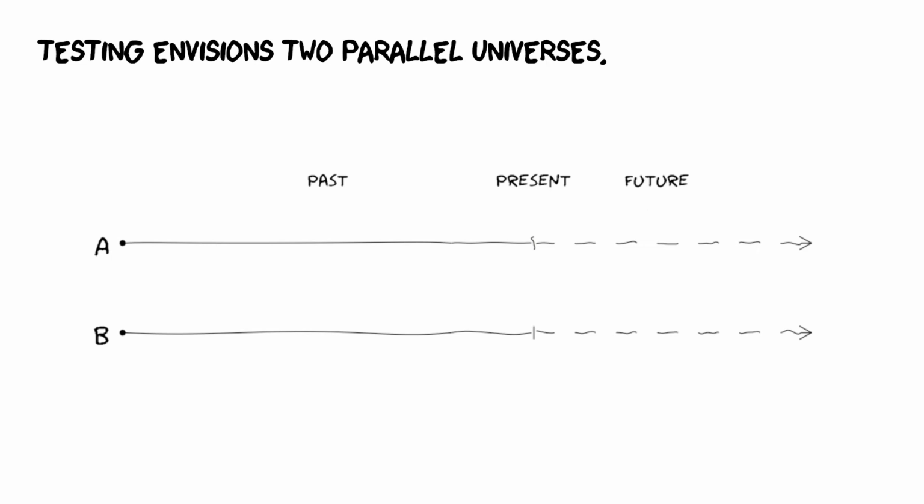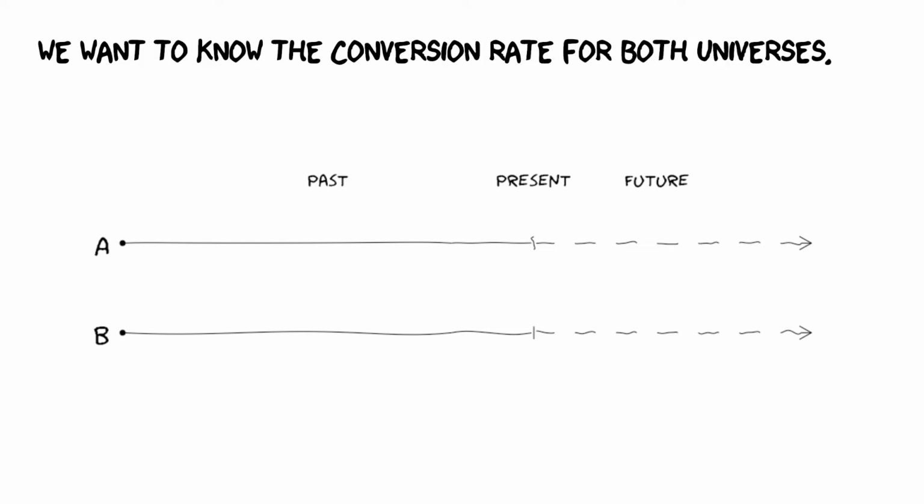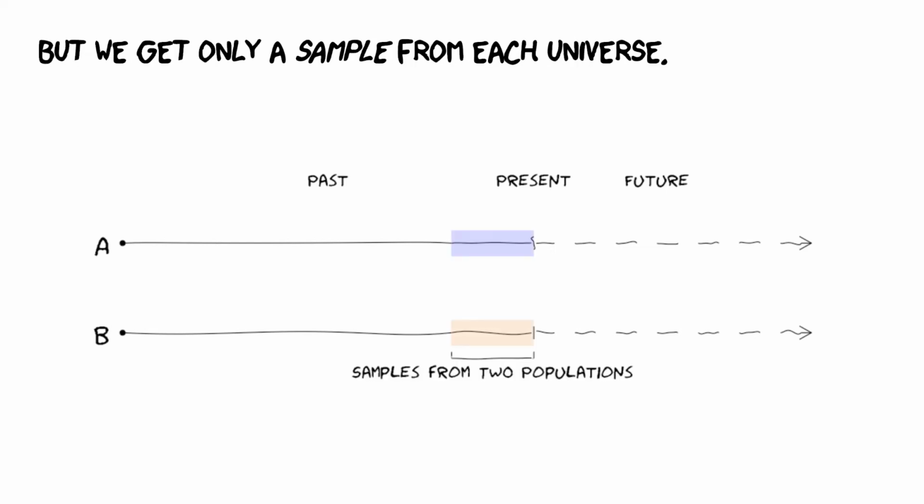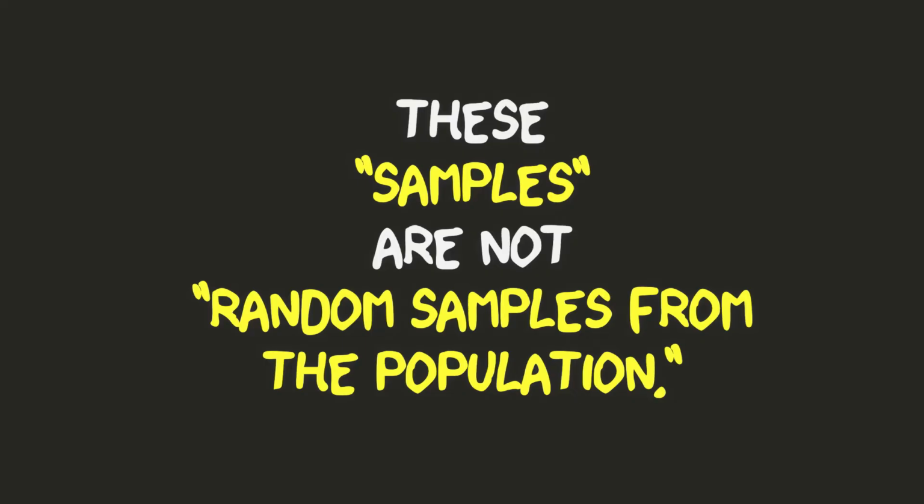Let's think about having our A/B testing. In that, we're envisioning two parallel universes. And we want to know the conversion rate for both universes, really just for the future. But we pull samples in the recent past. And the reality is that the B universe didn't really even exist until we probably started the test. So this is a bit of a misrepresentation. But conceptually, we think of it as saying we want these two parallel universes, and we're pulling samples from these two different populations.